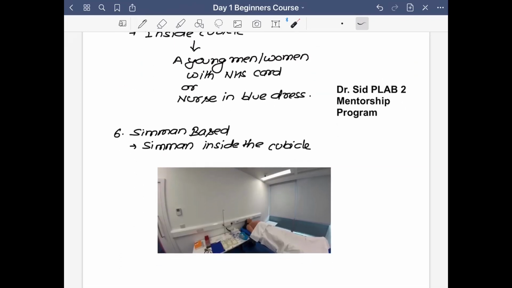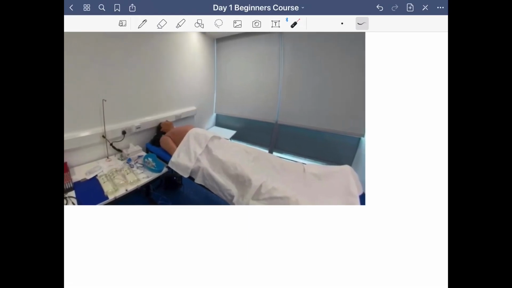Finally, there is a sixth category called SimMan based station. Here you will see the SimMan inside the cubicle, as simple as that. Now what is SimMan? You can see a photo of a SimMan here. This is a talking mannequin, and it has the signs of life as well. It has a speaker in its throat so that when you ask something it can speak. If you shine a torchlight on its pupil, then it starts to react. If you take the blood pressure, you can actually get the blood pressure. If you listen to the heart or lung sounds, you can actually hear them.